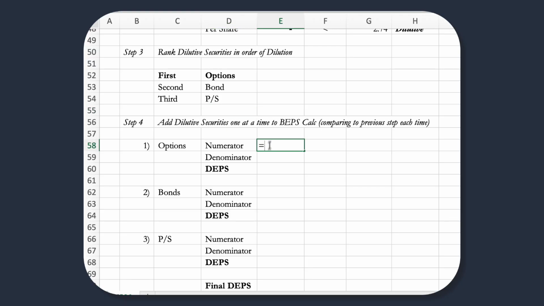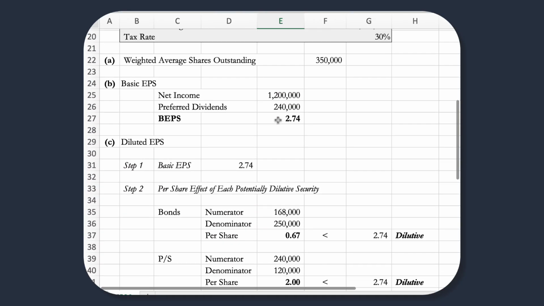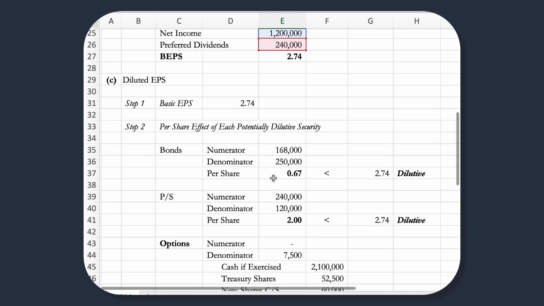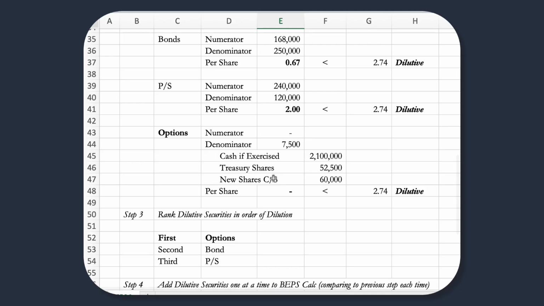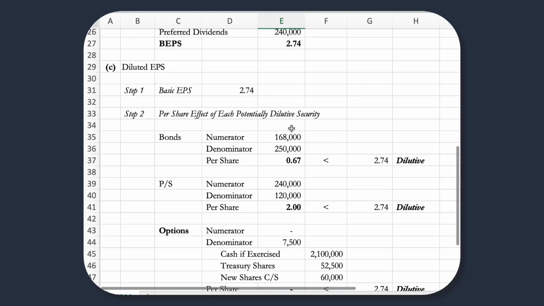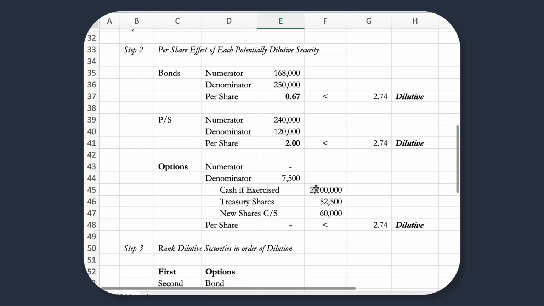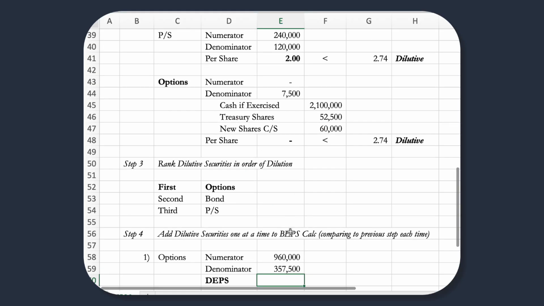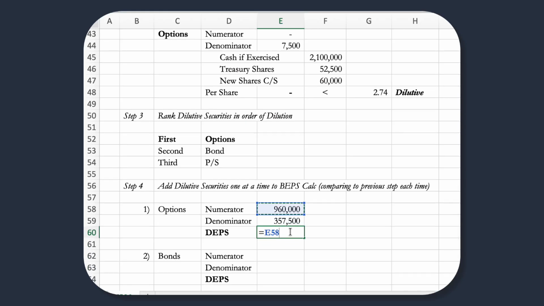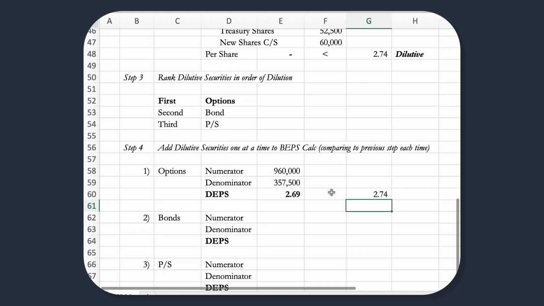So my numerator in basic earnings per share in this first step is what I calculated up here as 1.2 minus 240. Now I'm going to add in the numerator of my most dilutive security, which is my options. So I'm going to add 0 to that numerator effect. My denominator is my weighted average shares outstanding in my basic earnings per share calculation, and I add in my denominator effect of the options. So that is my new numerator and denominator. And if I take that and then compare that to my basic earnings per share, I'll be able to determine whether or not this is in fact lower and if I should proceed.